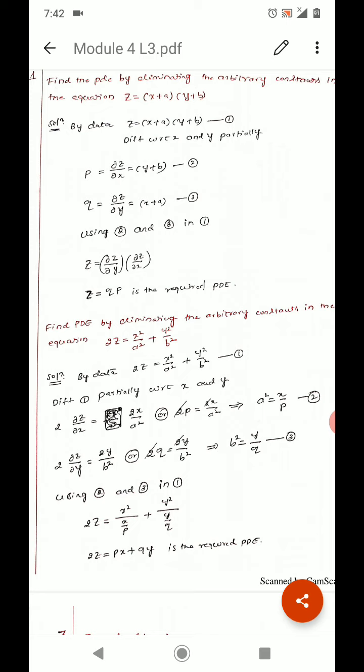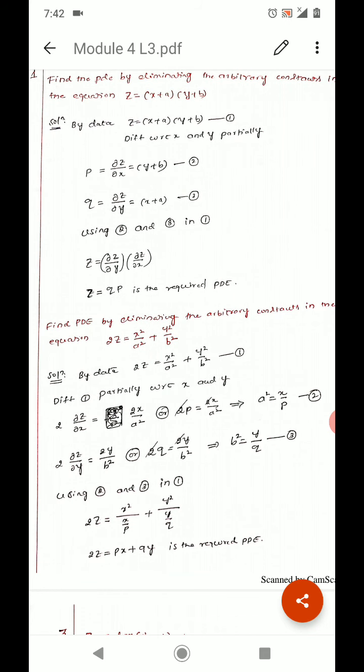Similarly, if we differentiate z with respect to y, then x plus a becomes constant, and the differentiation of y with respect to y is 1 plus the differentiation of b, which becomes 0. So 1 plus 0 is 1. So 1 into x plus a becomes x plus a. Therefore q becomes x plus a. Now substitute these values in equation 1. So z becomes x plus a, which is q, and y plus b, which is p. Therefore z is equal to pq. So that is the required partial differential equation.